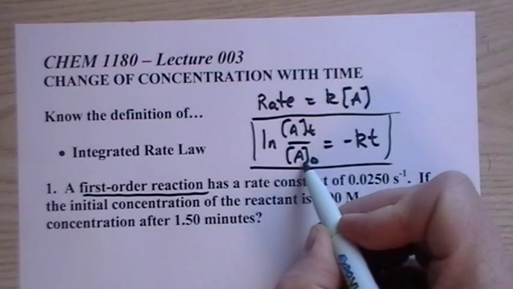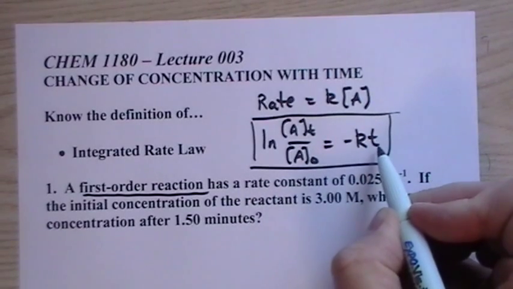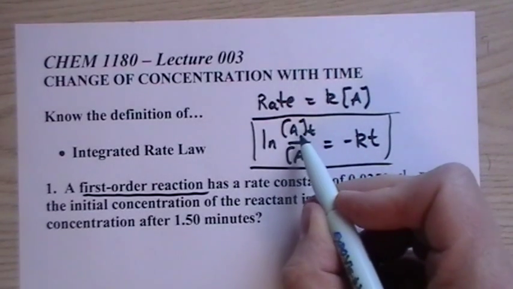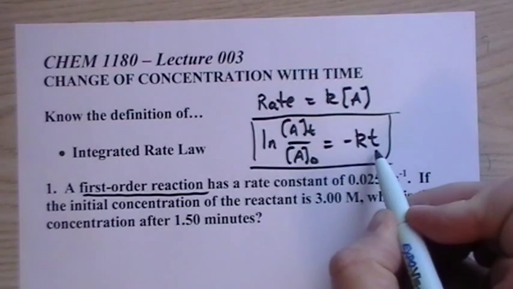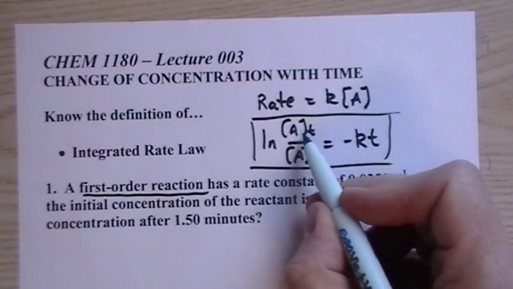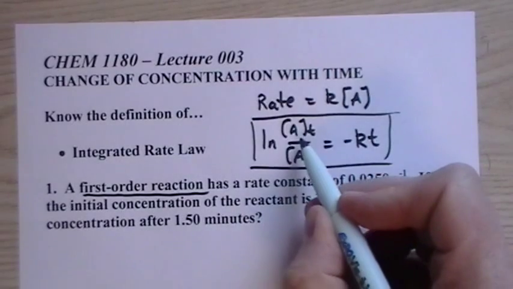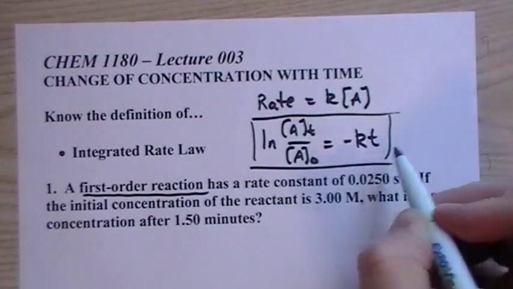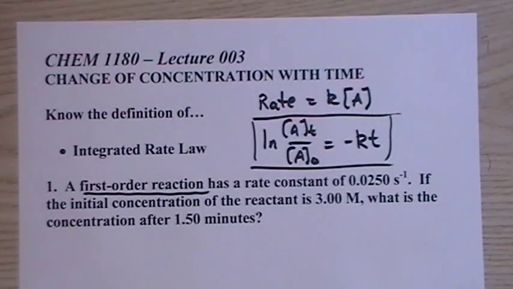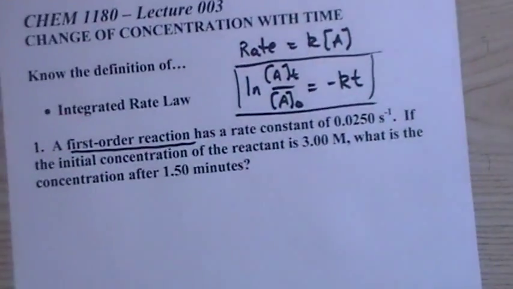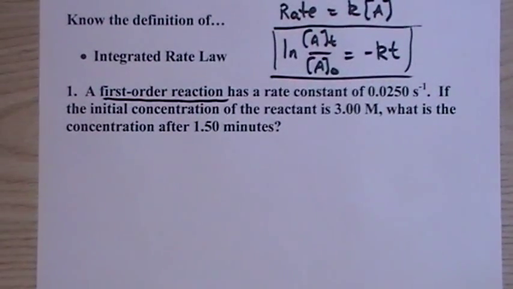So if we know what we start with, and we know K, we can determine what concentration of the reactant is left over after a certain time. If we know what we started with, and what we ended with in concentration, and we know K, we can find how long it took. So it's the relationship between concentration and time. Very useful when we're in a practical lab setting.